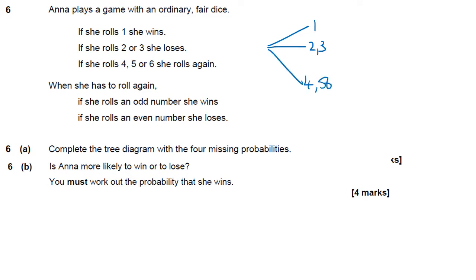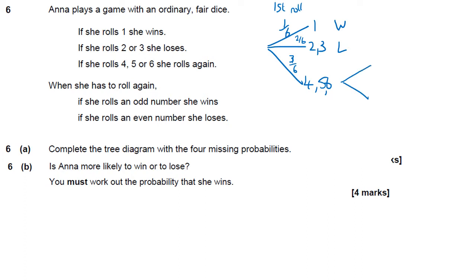For the first roll, if it's a 1, she wins, and the chances of that happening are 1 out of 6. If it's a 2 or 3, she loses, and there are 2 options out of 6. So that's 2 out of 6, or 1 out of 3. Don't need to simplify at this stage. And if it's a 4 or 5 or a 6, she has to roll again, and the chances of that happening are 3 out of 6, or a half.